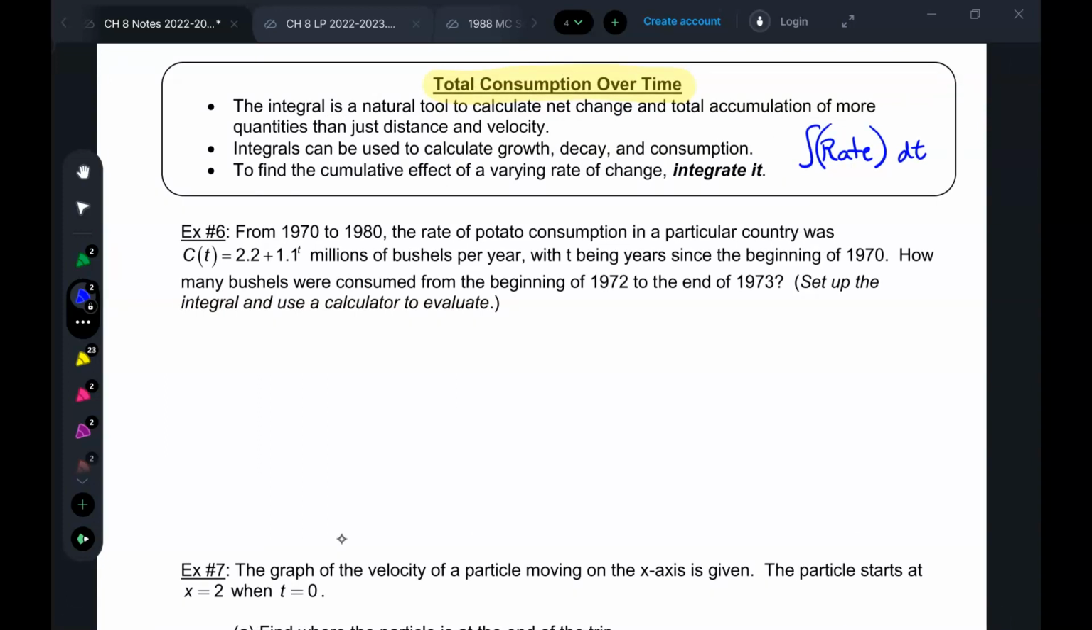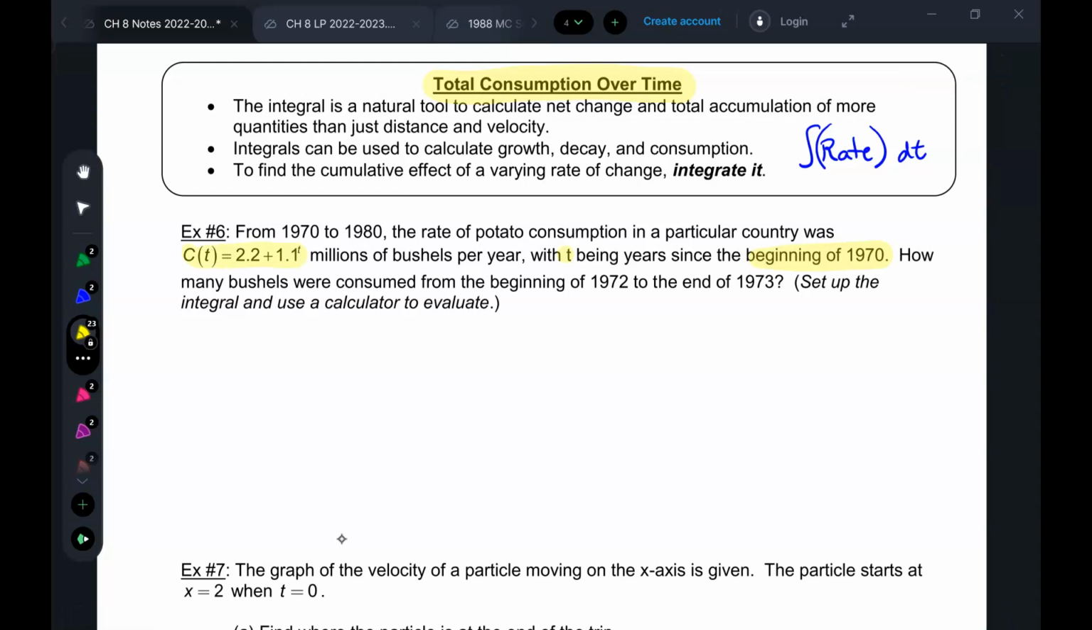So from 1970 to 1980, the rate of potato consumption in a particular country is measured by this function, 2.2 plus 1.1 to the t, in millions of bushels per year. T is the number of years since the beginning of 1970. Okay, so here's our rate.